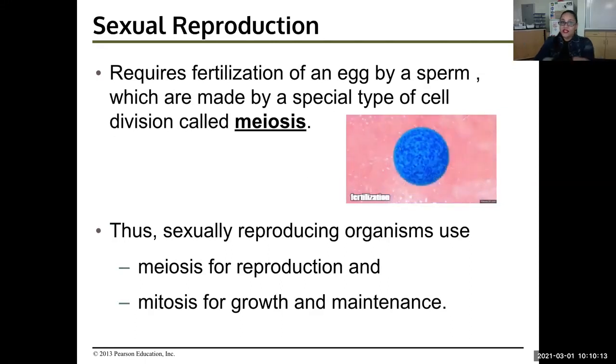The opposite end is sexual reproduction, which requires fertilization of an egg by a sperm, which are made by a special type of cell division called meiosis. That'll be the second half of today's notes.